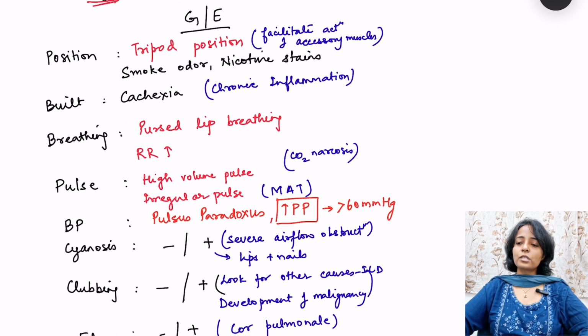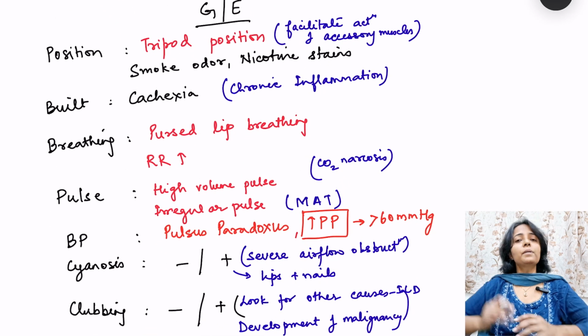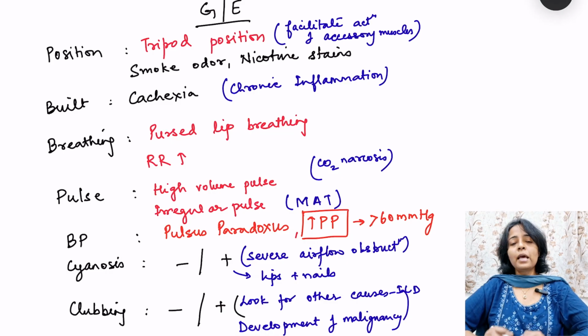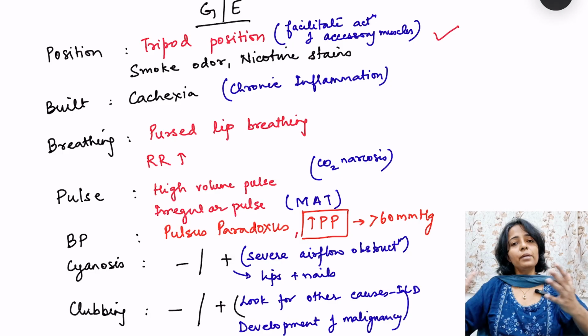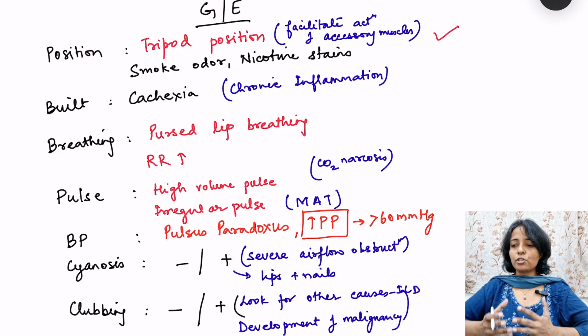Now what you are going to see in general examination: the person will characteristically be sitting in a hunched back position, and that is for facilitation of working of accessory muscles. You see that work of breathing will increase in any respiratory disease, because whatever he is inhaling is not sufficient to cause normal partial pressure of oxygen. So there will be involvement of accessory muscles of respiration as well. This position facilitates action of accessory muscles.